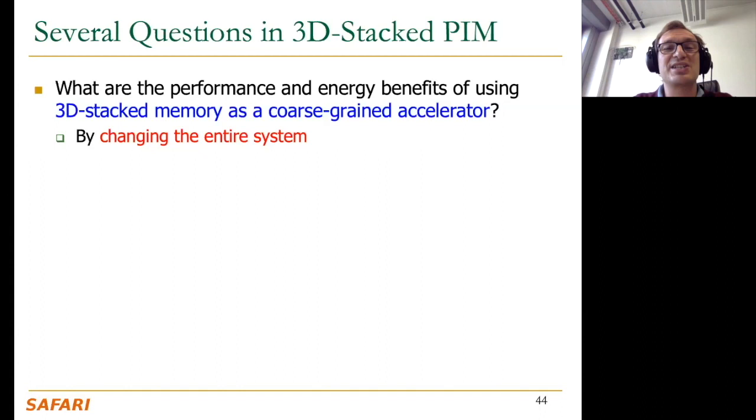How do I change the entire system to take advantage of this new technology? How do I change the workload? Basically, I have no limitations across the stack. Let me do it. Let me see what benefits I get. This gives you the upper bounds. So I like this approach.